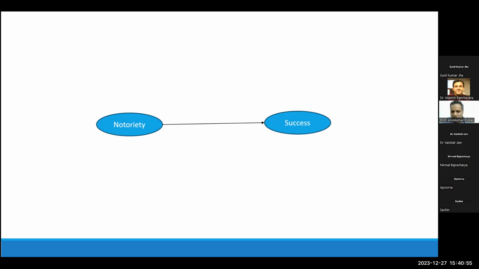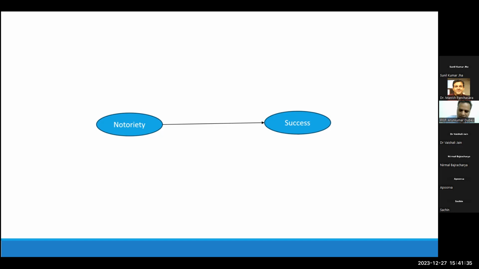So notoriety leads to success. Now, for some people, it might be true. For some people, this is nonsense. So as a researcher, now I need to test it. First of all, I need to define notoriety. I need to define success. I need to be very clear as to what success is and what notoriety is. And then I need to operationalize it. Whenever you build a model in quantitative research, you then test the model. So whenever you build a model, first define the constructs and then operationalize the construct. Operationalize means how are you going to measure those constructs?